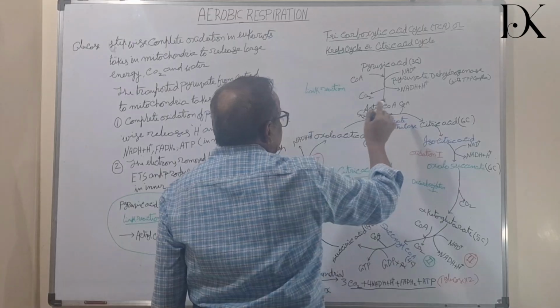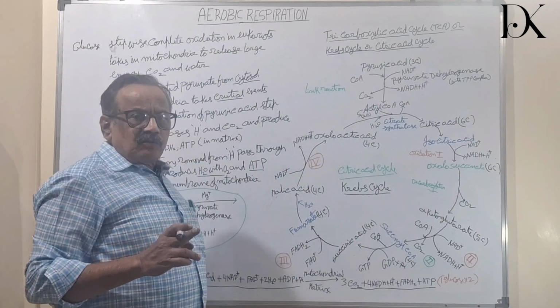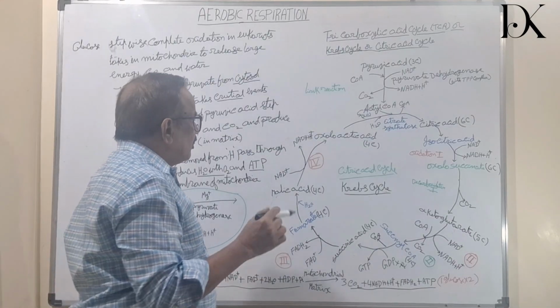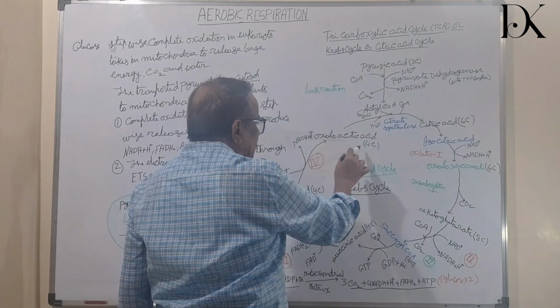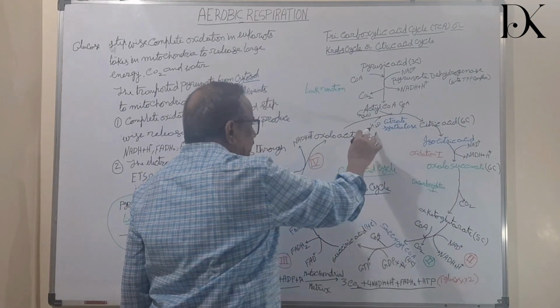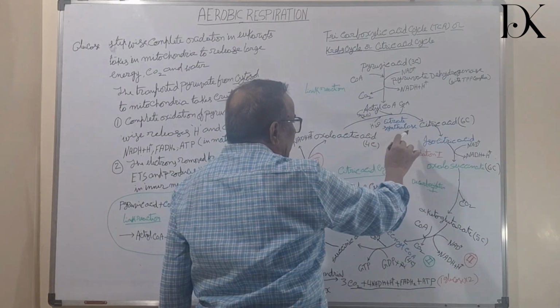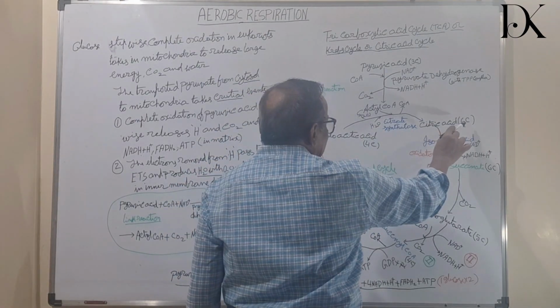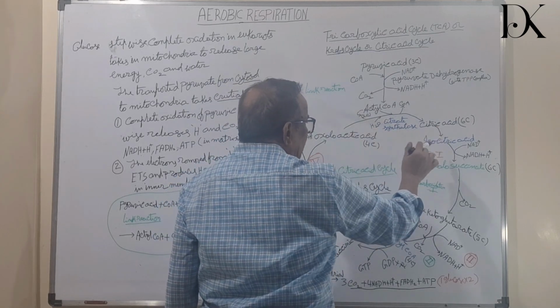And acetyl coenzyme A is used to form citric acid. In acetyl coenzyme A, the acetyl group, which is the 2 carbon compound, will undergo condensation with oxaloacetic acid, taking in water in the presence of the citrate synthetase enzyme. Citric acid will be formed, which is 6 carbon, because the 4 carbon and this 2 carbon become 6 carbon.